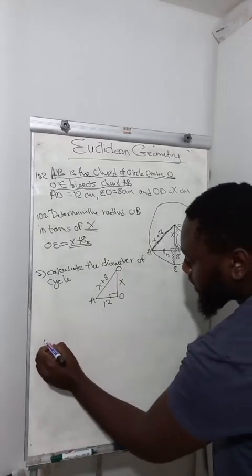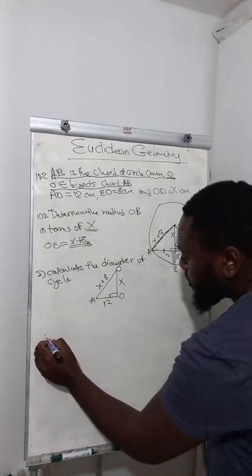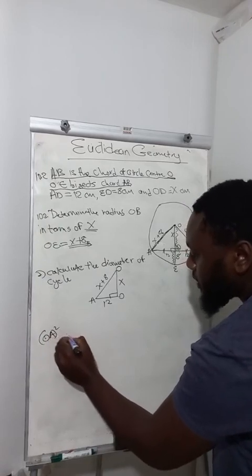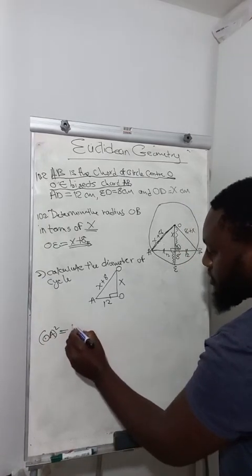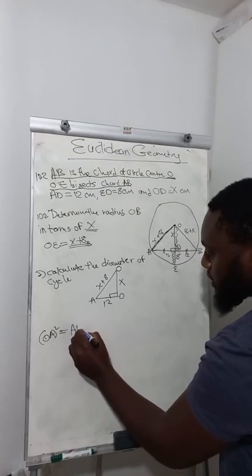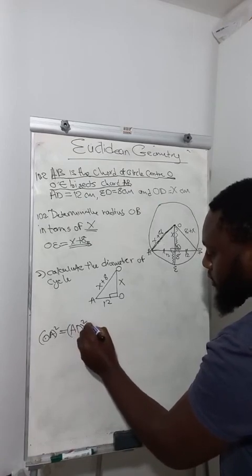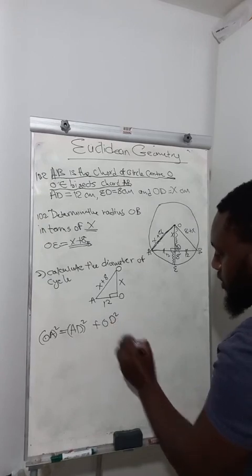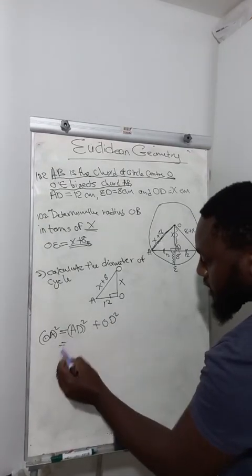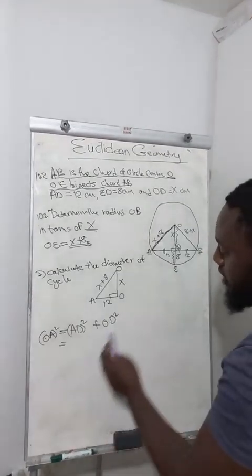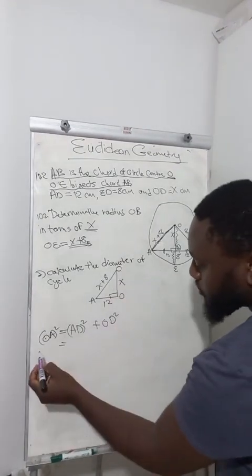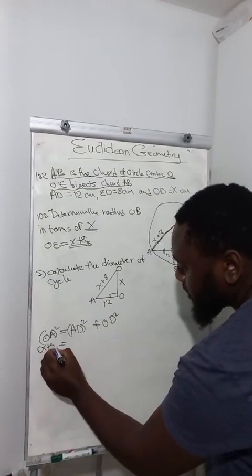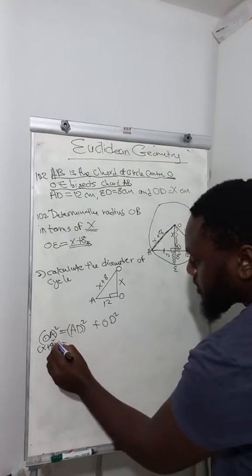So you'll write, what do you call this thing? You write OA, and then what? Squared is equal to, this will be AD squared plus OD squared. So in this case, what is your OA? OA is just x plus 8, squared.